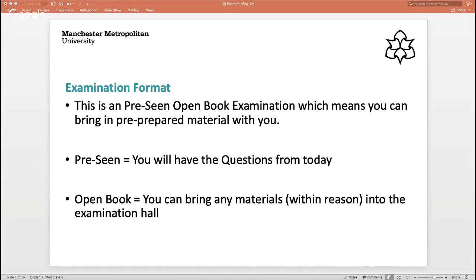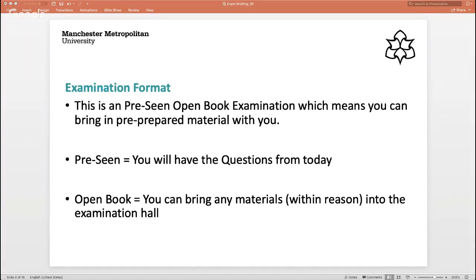You're going to be able to bring in pre-prepared material with you. So that's an open book exam. You can bring in any materials with you, but within reason, as you get one small desk for yourself. And also you've got to remember, you've only got 2 hours to answer 3 exam questions. You're going to have to do 1 from section 1 and 2 from section 2. And with this, that means that you're going to have to be really savvy about the material that you bring in. As you know the questions and you know that you can bring material in with you, I would advise you to prepare answers for these and copy them out in the exam.